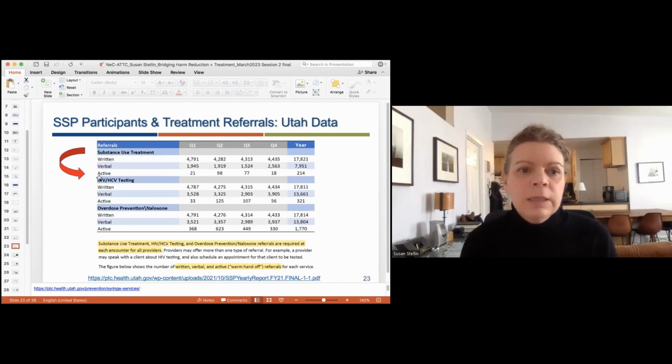This is another example. Utah data, they require referrals to treatment for every encounter. There's 7 syringe service programs in Utah. And you can see that what they call an active referral is pretty low, and that the types of referrals are either written or verbal. So really thinking about, is that the best approach? To just have a state requirement that someone has to mention treatment every time you're having an encounter, or creating a process where this is done more organically at appropriate times, back to that when and who and how and where to nudge.